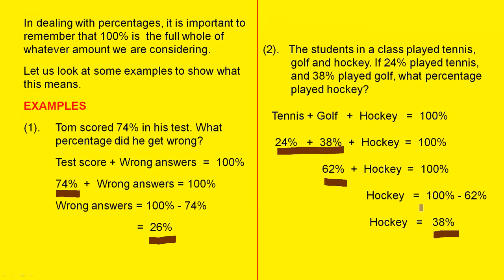So in other words, that's very interesting. The same percent for golf and hockey. So exactly the same number of people played those two sports. And tennis was 24%.